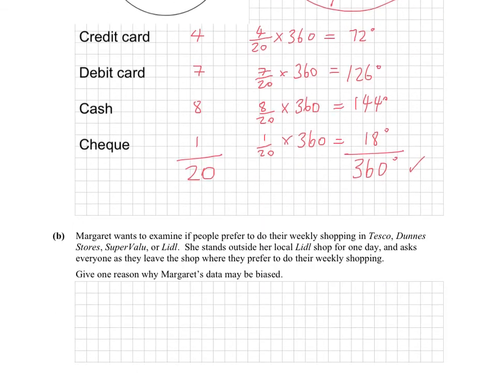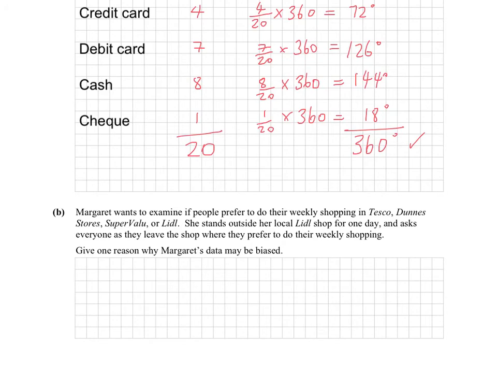Moving on to part B, this is a question that describes a scenario where she wants to find out about different people's shopping preferences, and she stands outside of one shop to do that survey. And you're asked, why would her data possibly be biased? Well, very simply, if she's outside Lidl, she's going to have people who predominantly shop in Lidl, and therefore whatever data you collect will be skewed towards Lidl and away from the competitors Tesco, Dunnes and SuperValu.